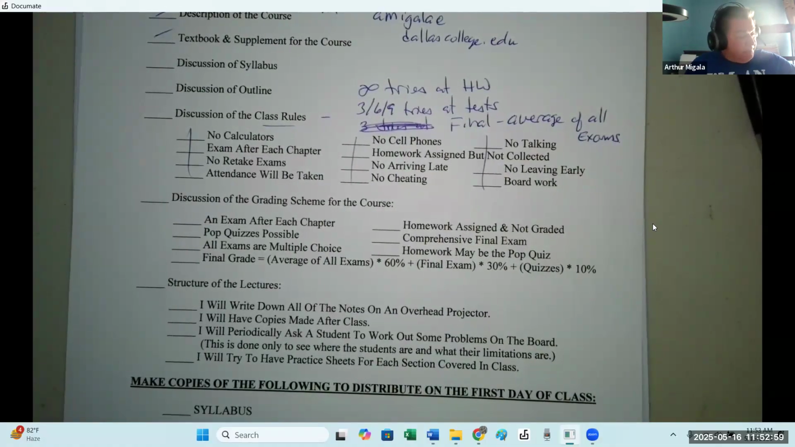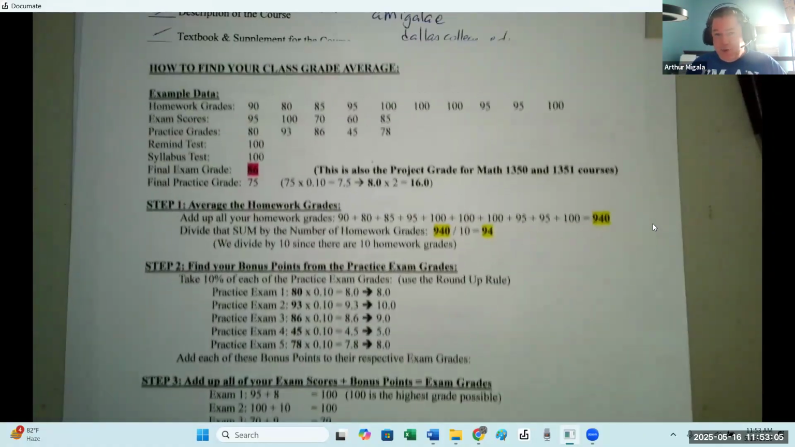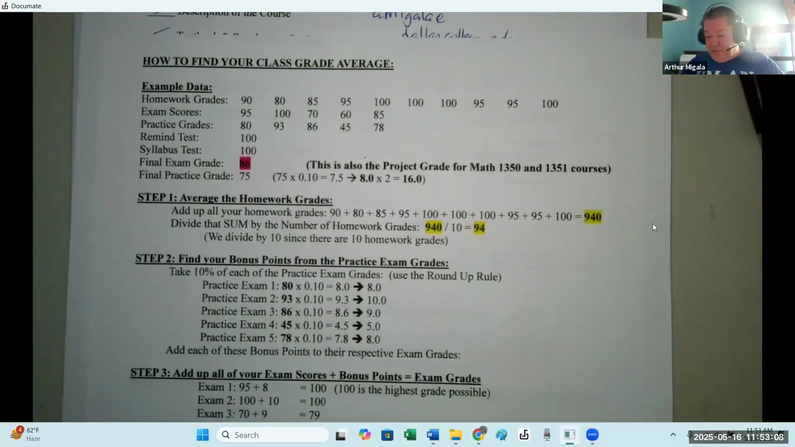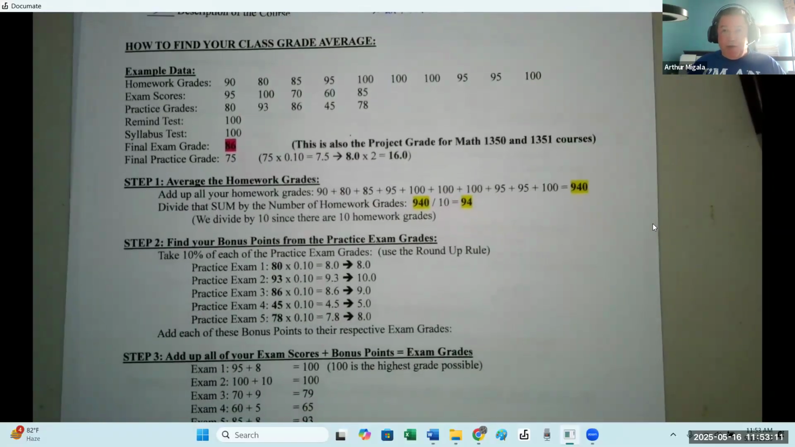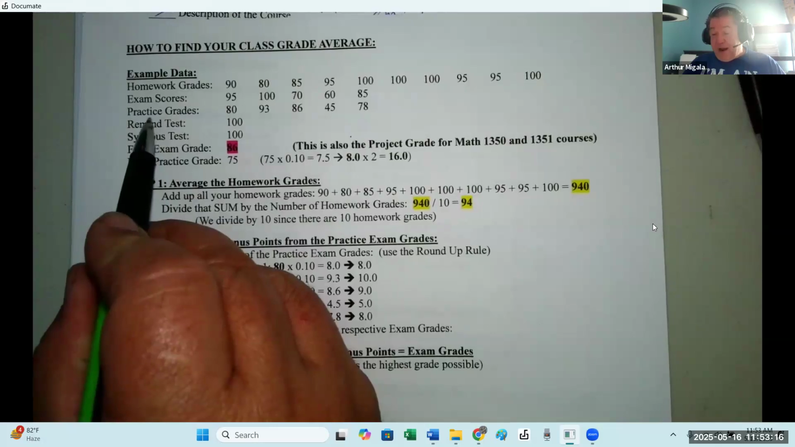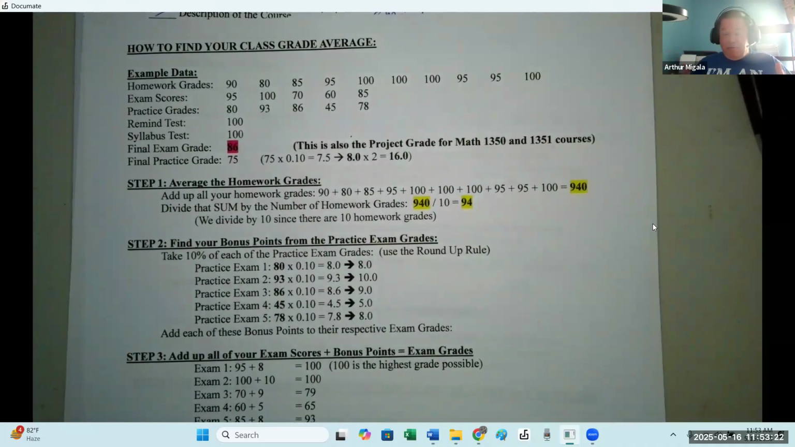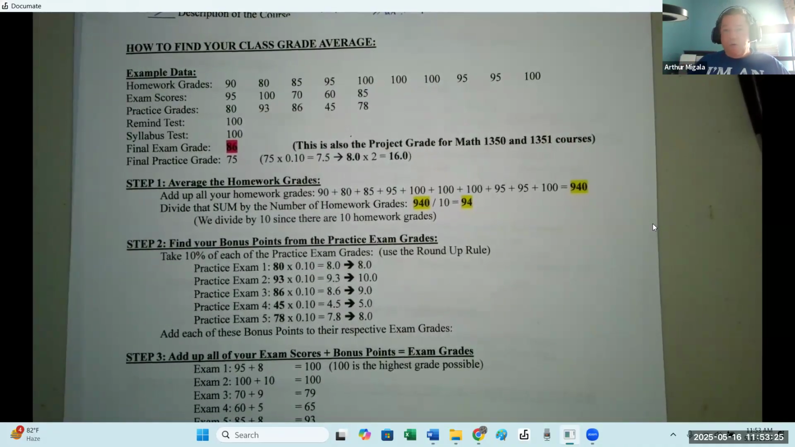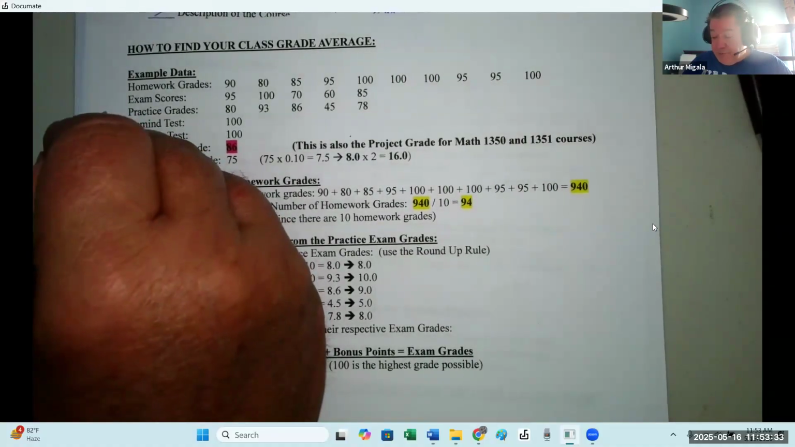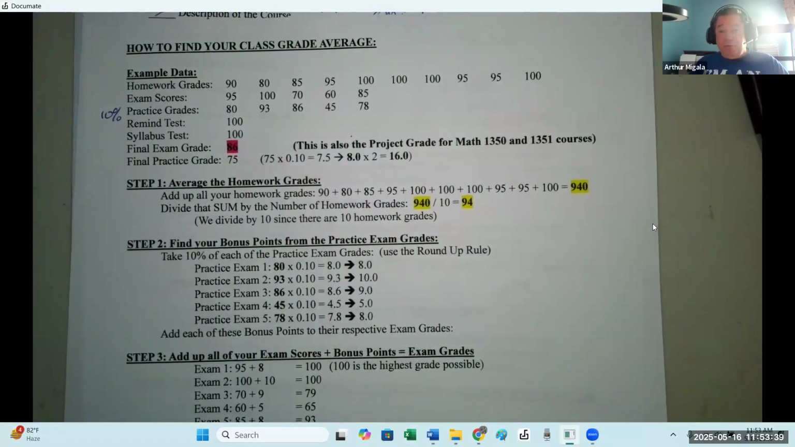People always want to know how to determine their grade in this course. I'm going to send you this sheet and a video explaining how your grade is determined. You'll have homework grades, exam scores, and practice exams, including a practice final. Those are only for bonus points. You won't get graded for them, and all they do is get you ready for the tests. And 10% of whatever you make on the practice exam will be bonus points.